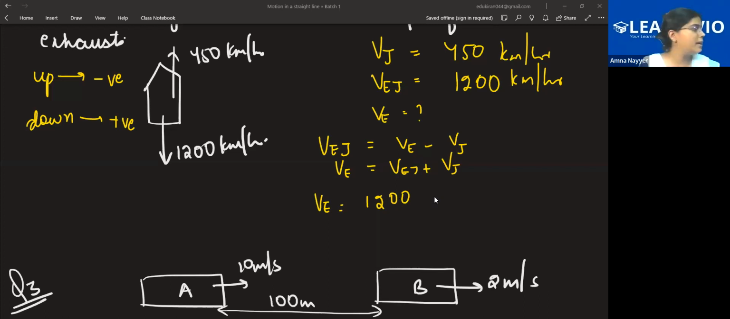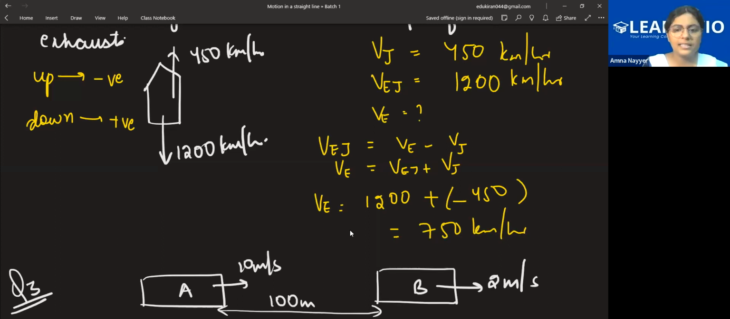1200, then plus Vj, which is minus 450. No, Jasleen, that is negative. So it would be 750, we subtract, and this is minus. So it would be 750 kilometers per hour, and it's coming positive. It has to be, because the exhaust will definitely be downwards, and we have taken downwards as positive. So this is satisfying our answer: 750 kilometers per hour downwards.